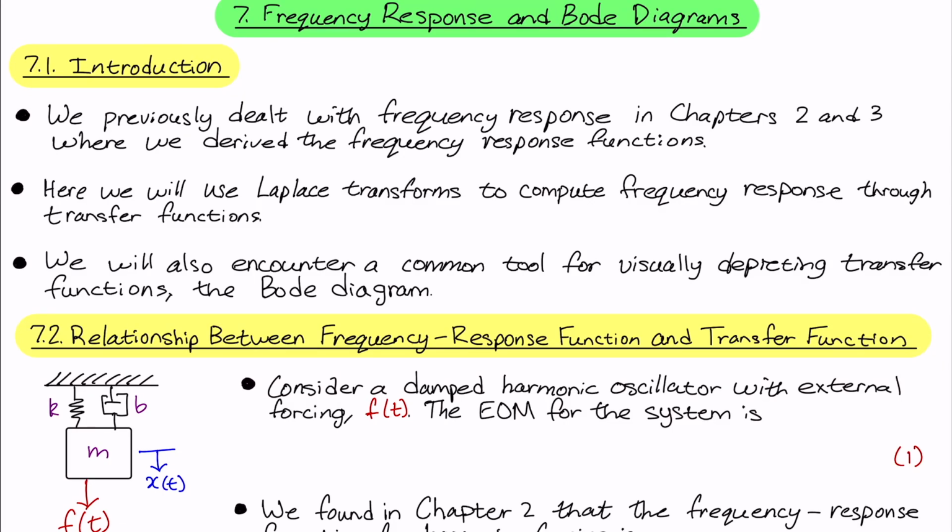All right, so like I said, we're starting chapter 7. We're going to focus on frequency response of dynamic systems and then Bode diagrams. We previously dealt with frequency response in chapters 2 and 3. There we derived what was known as the frequency response functions. We did that from a vibrations perspective. Here we're going to use Laplace transforms as a way to compute frequency response through the transfer function for a system. Then we're going to encounter a common tool for visually depicting transfer functions or frequency response functions, which is known as the Bode diagram.